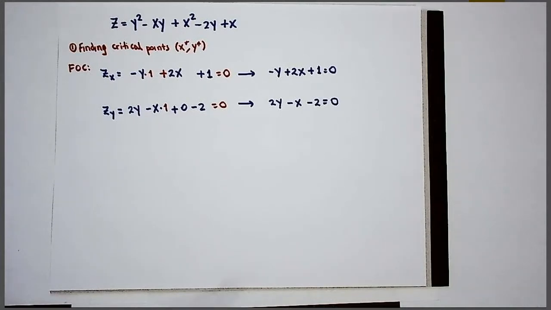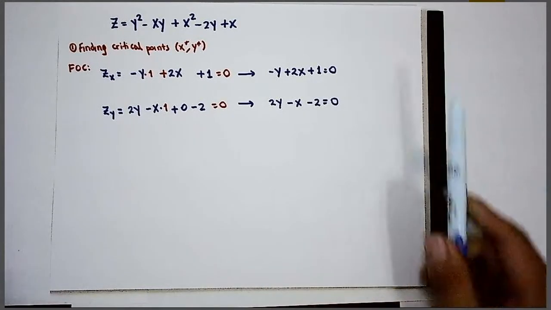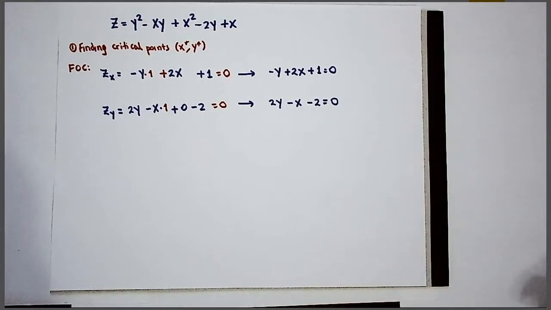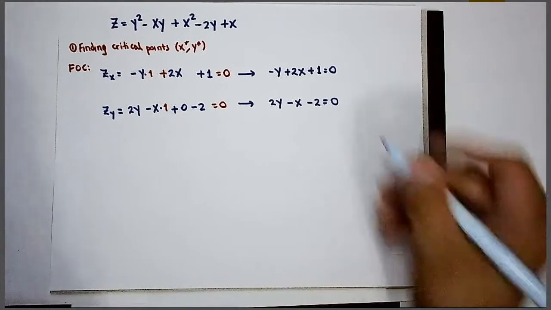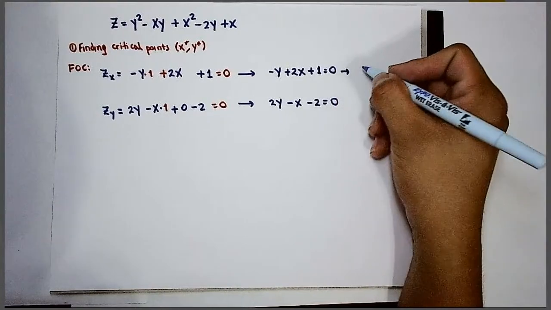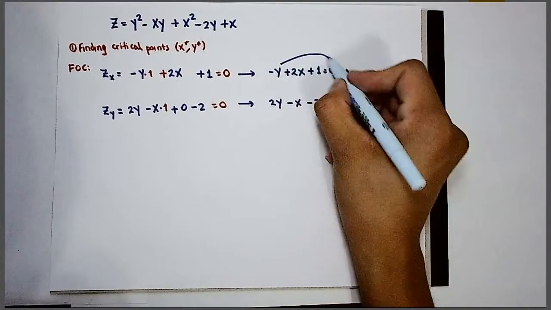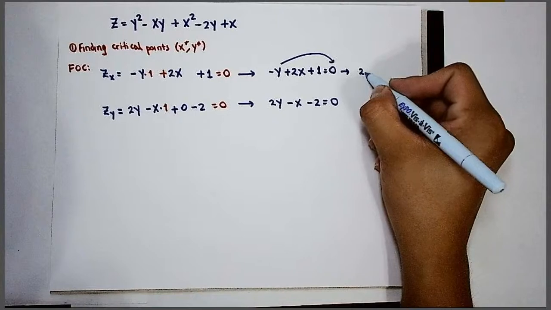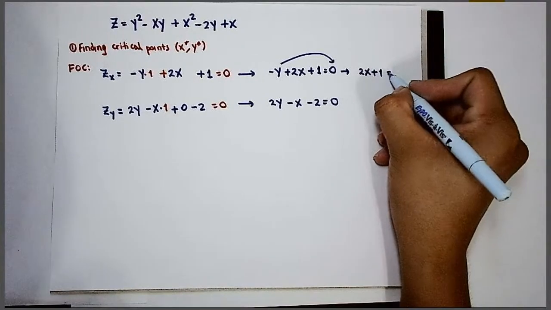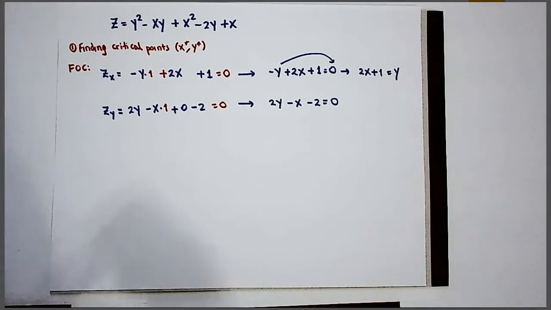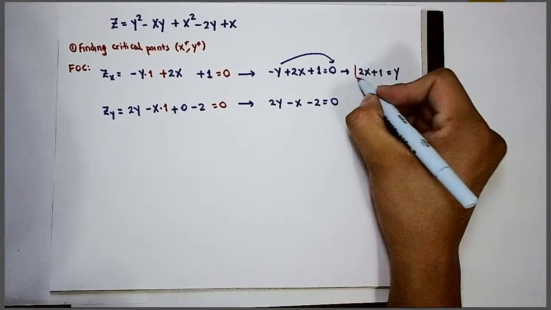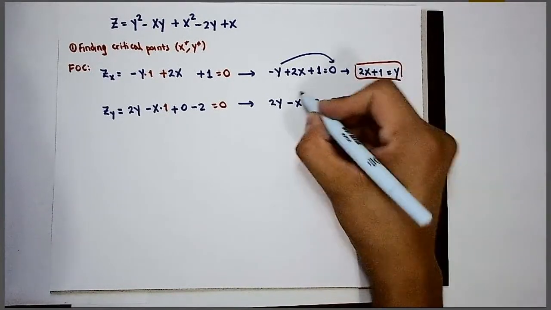So here we can use any method because we have two equations, two unknowns. So we can solve it and find the unique solution. I think the easiest thing that we can do is move y to the other side. So we have 2x plus 1 equals y.